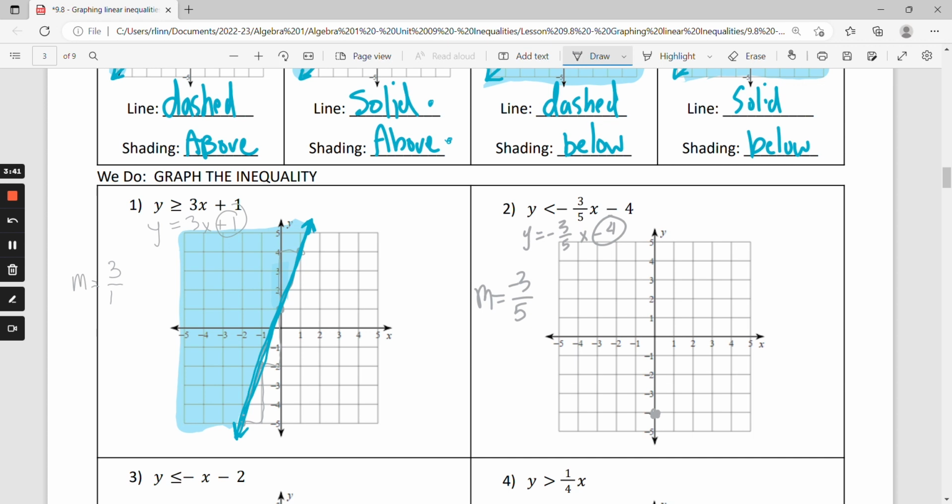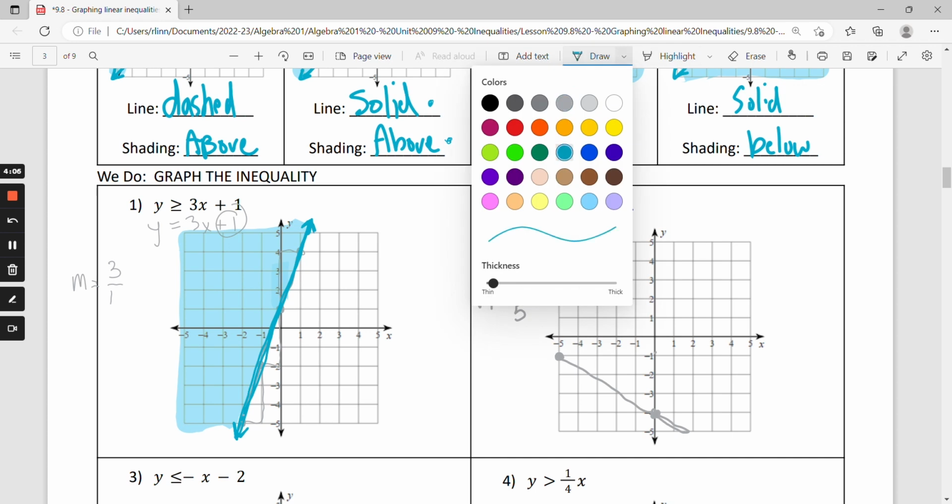That means I'm going to go down 3 to the right 5, but I'm not really able to do that here because it goes off the graph. So I'm going to have to go the other direction. I'm going to go up 3 and to the left 5, so I'm going to find my second point there. Now let's connect those together. And hopefully you can draw a line a little bit better than mine because you've got a ruler.